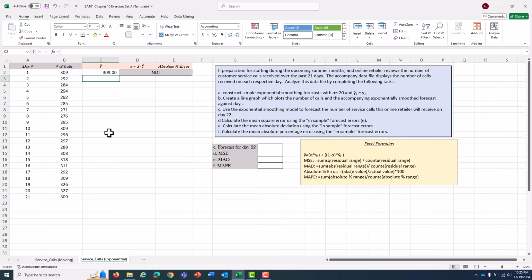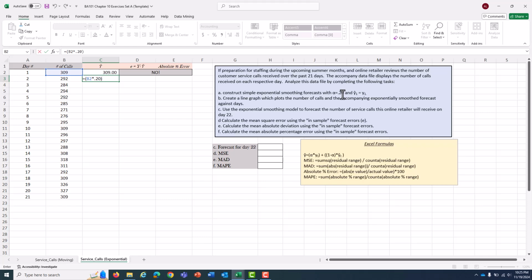And then afterwards, we're going to have to go through and fill in the rest of our y hat column using the exponential smoothing method. So what we're going to do is set up a formula. First, we're going to say that it's equal to, and open a parenthesis, and then we're going to take the actual observed amount of our response variable, in this case the number of calls that happened the day prior. So we're going to take that 309 in cell B2, and multiply that by our alpha, which is 0.20. And then I'm going to close the first set of parentheses.